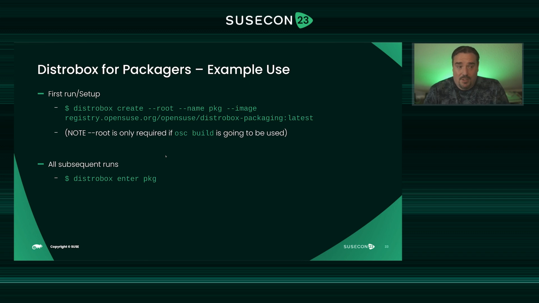But once you've done that create command once, so in this case created a container called pkg, then every time you want to run and enter that container in the future, all you have to do is distrobox enter pkg. So again, back to my examples with my keyboard shortcuts. I've got a keyboard shortcut for my regular distrobox, I've got a keyboard shortcut for that one, and I've got a regular keyboard shortcut for the regular terminal as well.